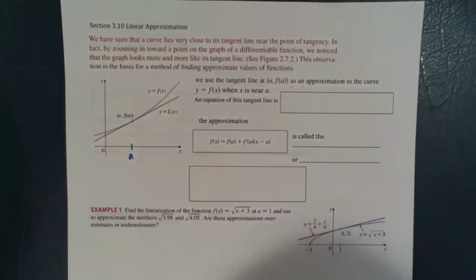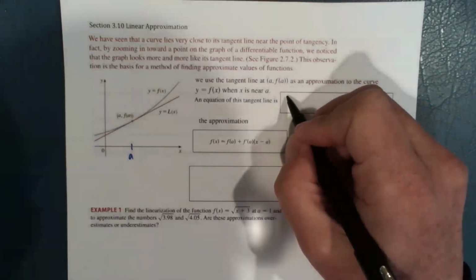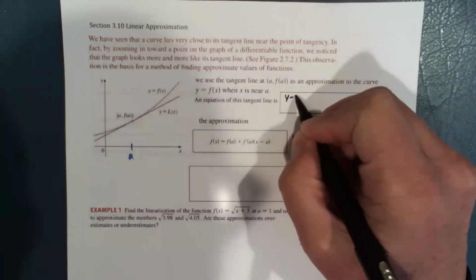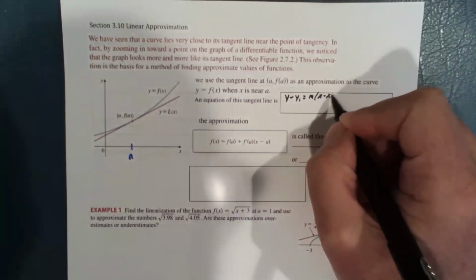The reason that we would want to do that is because if we can evaluate a function using a polynomial, which is very easy to take the derivative of and so on, then we would rather deal with that, where we can get approximations. And here's the idea. We are going to use an equation of the tangent line. That's going to be our y minus y1 equals m times x minus x1.